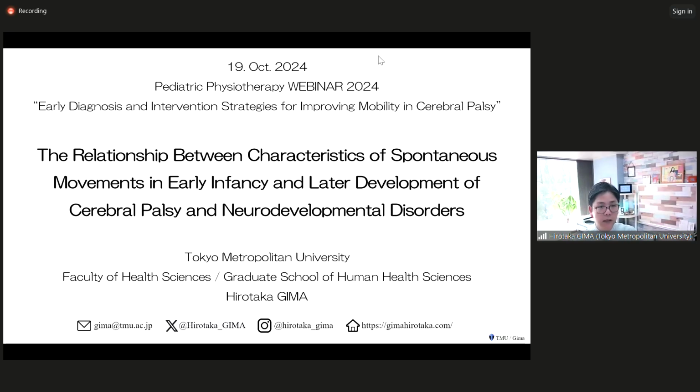My research interest is in the role of spontaneous movements and sensory motor experience starting from the fetal period in human development. Especially, I am interested in the interaction between the brain, body, and environment, and would like to obtain new knowledge that is useful for pediatric physiotherapy.